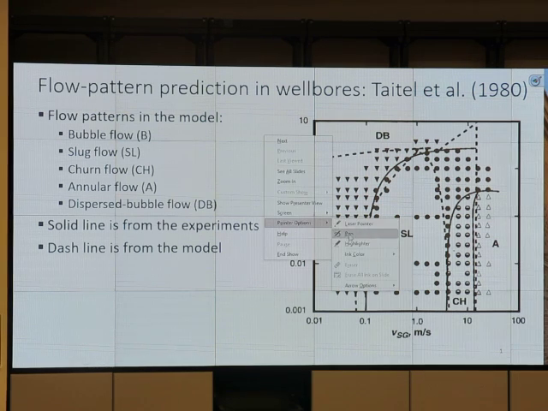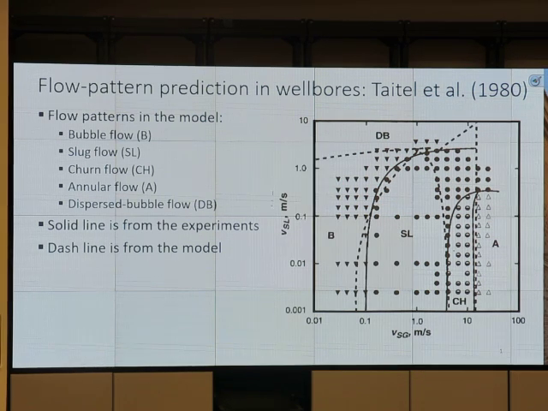This is a typical flow pattern map. We plot superficial liquid velocity, superficial gas velocity here. We have bubble flow. Have you seen bubble flow? Yes, I think I showed you the video. Bubble flow. Slab flow for vertical flow. Churn flow, you see in the lab, right? Churn flow is this area. Churn flow is the transition from slab to annular flow, and this is bubble flow.